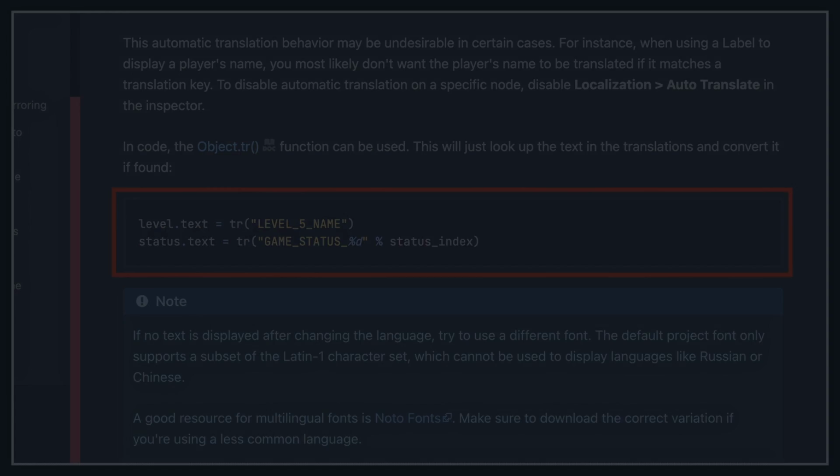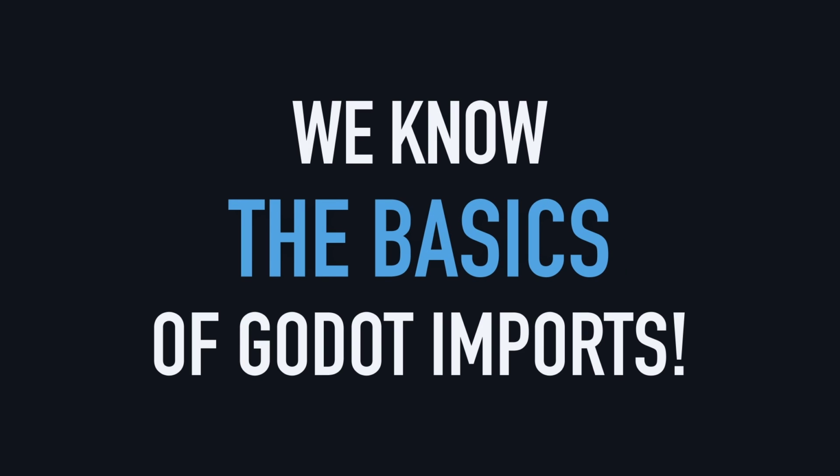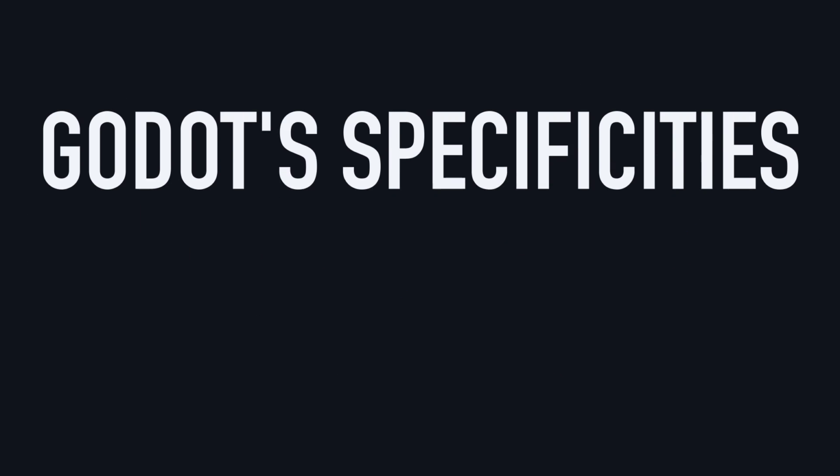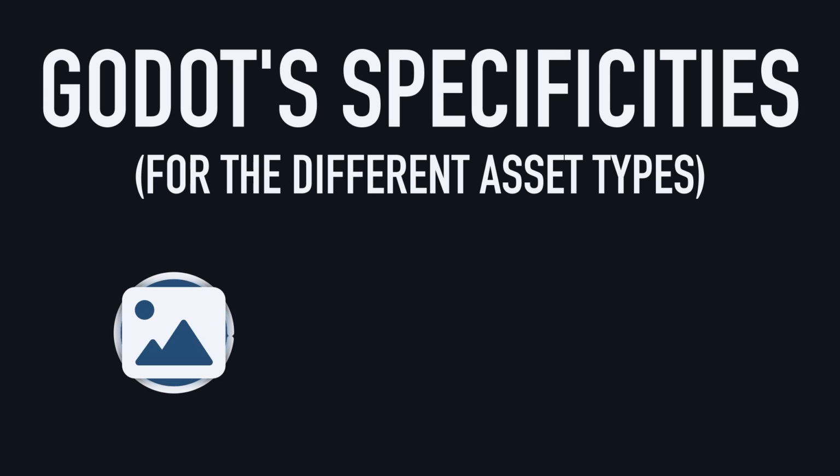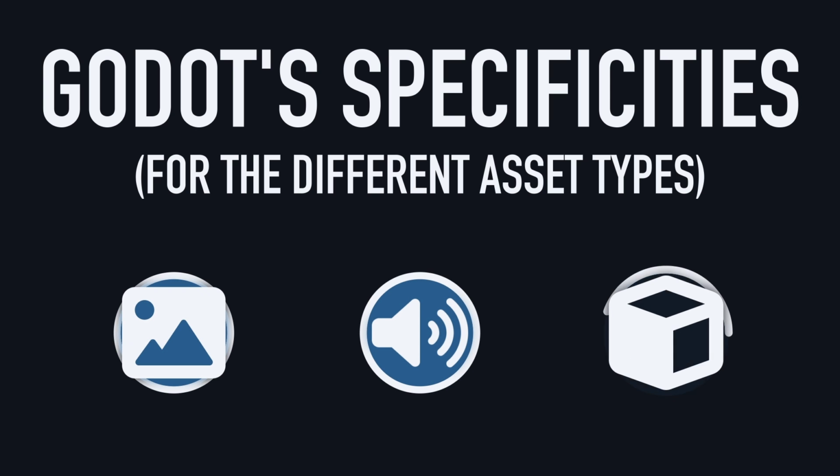But anyway, now that we have an idea of how imports basically work, let's discuss some specificities of Godot for each type of resource, so for the images, the audio clips, and the 3D models.